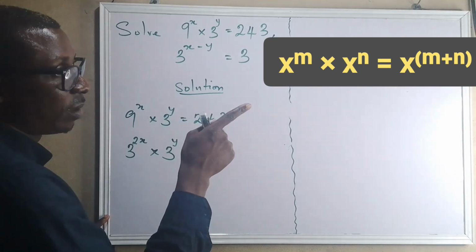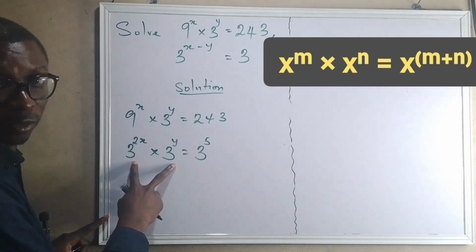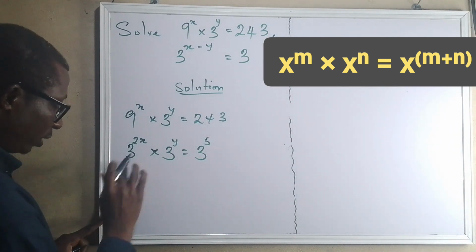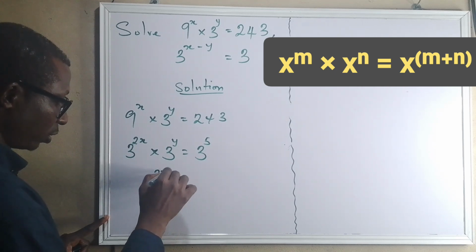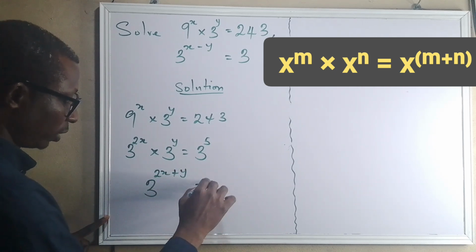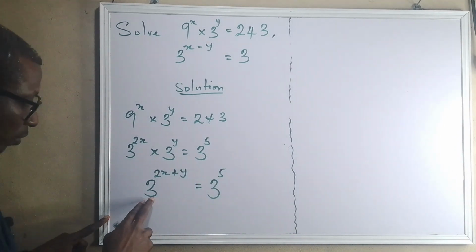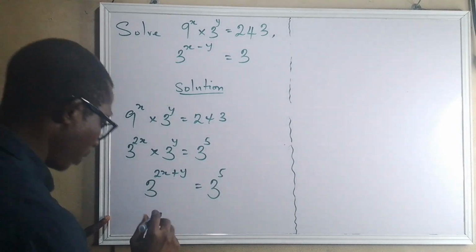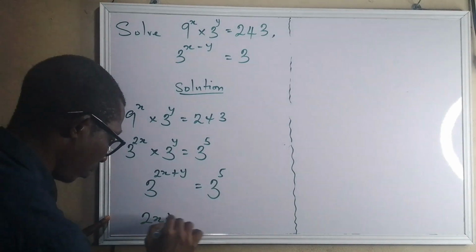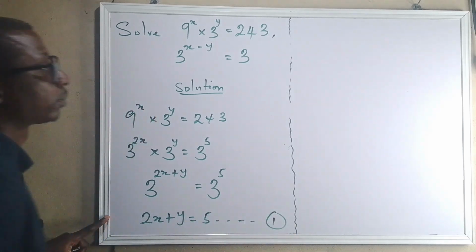Alright, so we'll be applying this law: x raised to the power of m times x raised to the power of n equals x raised to the power of m plus n, to join this together. So this turns to 3 raised to the power of 2x plus y equals 3 raised to the power of 5. Now we have equal base, so we can equate the powers. So we have 2x plus y equals 5. We call this equation 1.